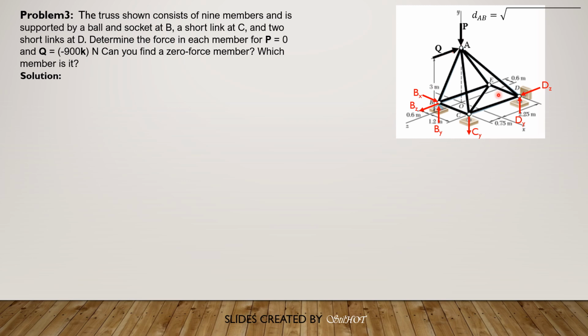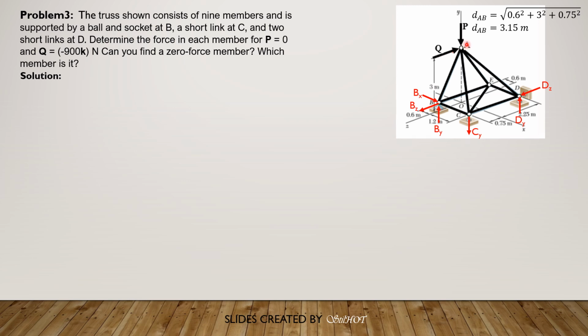Then for the forces, by the way, before we proceed, we have to solve distances or lengths of the members, especially these inclined members. Distance AB, so x component of distance is 0.6. This is x. This is y vertical, then z, this one. So 0.6, then along y is 3, then along z is 0.75. So square root of 0.6 square plus 3 square plus 0.75 square. Distance AB is 3.15 meters.